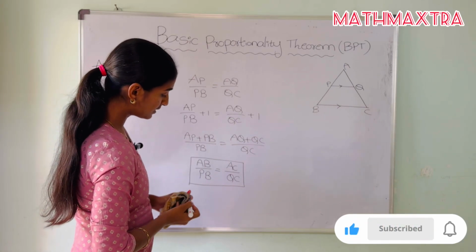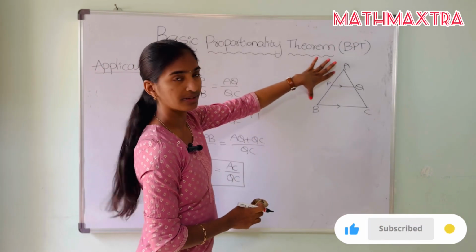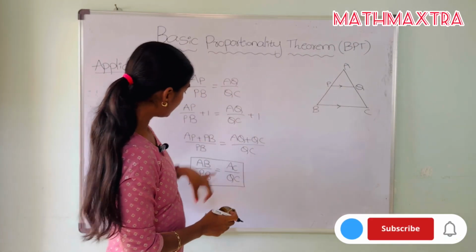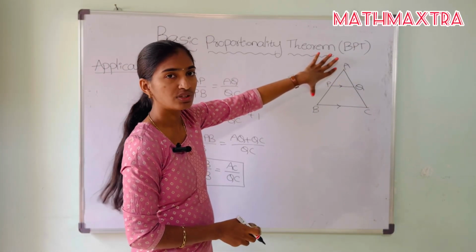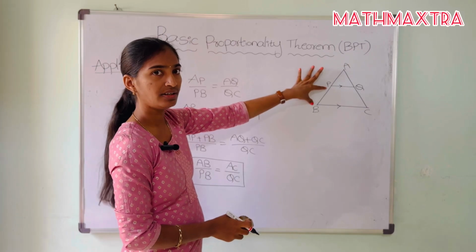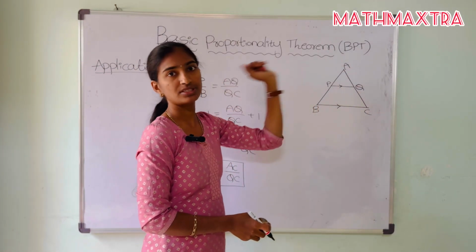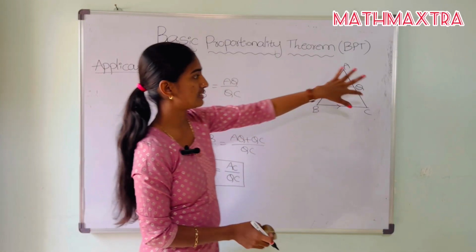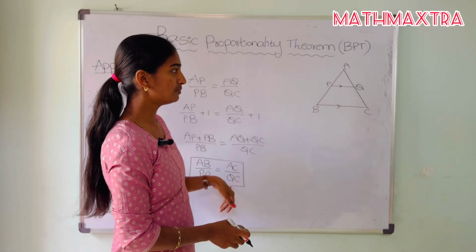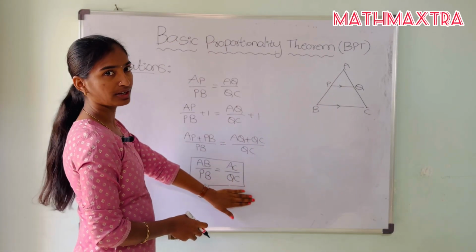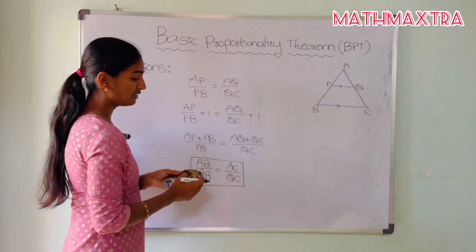So what does it represent? See, what is AB here? AB is a total side and PB is a part of a side. Now, if you know the length of the total side and one part of the side, then you can also find the other part of the side. See, AC is the other total side and QC is part of the side. So this is one conclusion we can draw from the basic proportionality theorem. And we'll see the next one.